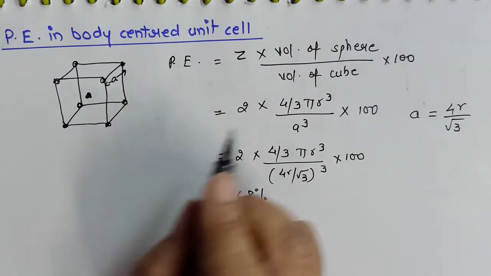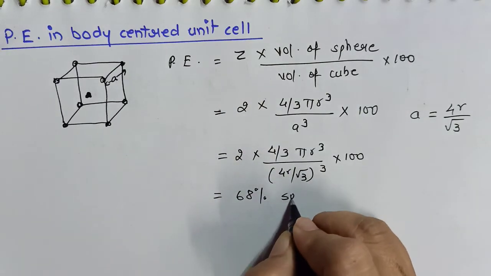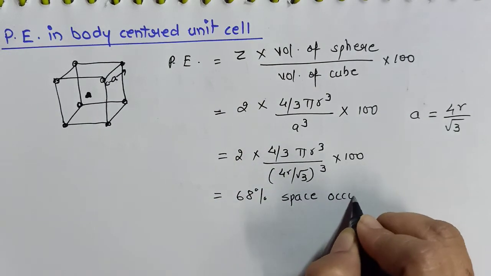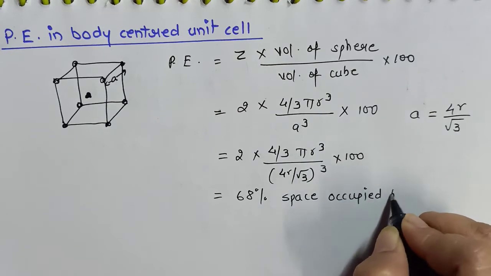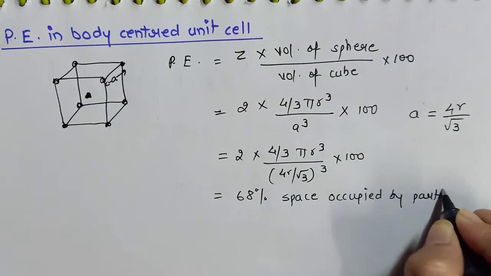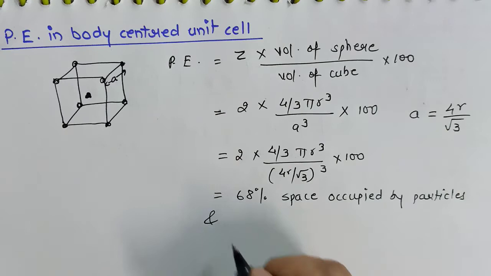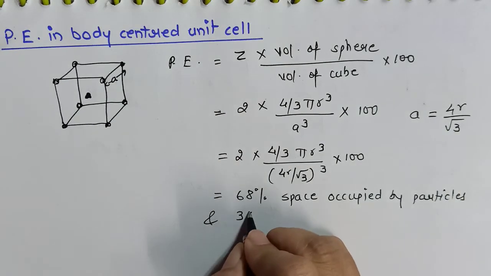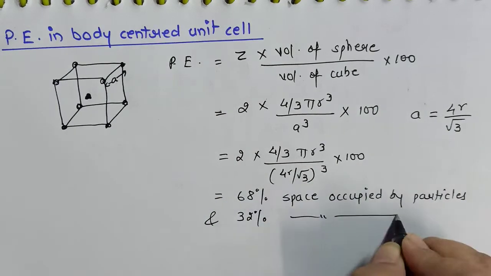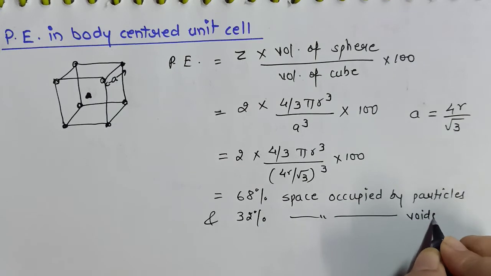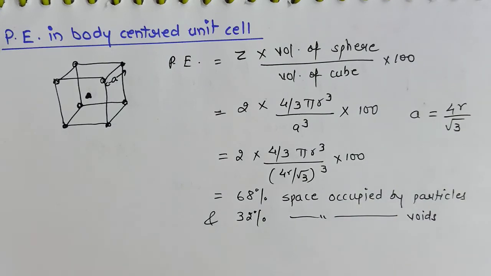Meaning, in body-centered unit cell, 68% space is occupied by the particles and 32% space is occupied by voids. So in body-centered unit cell, 32% empty space is present.